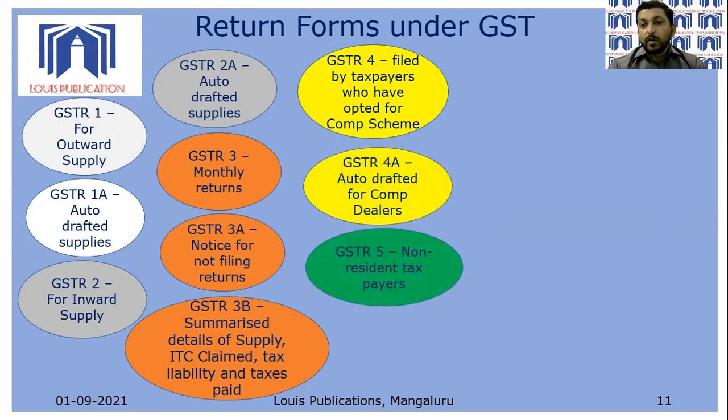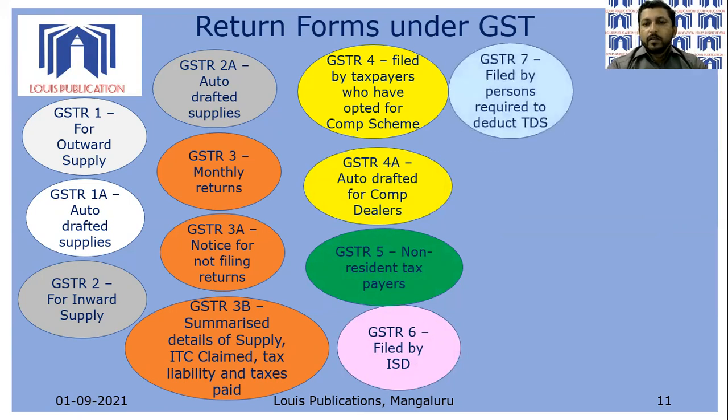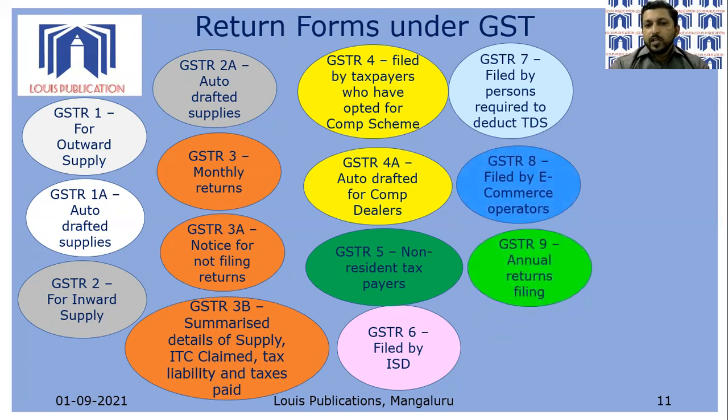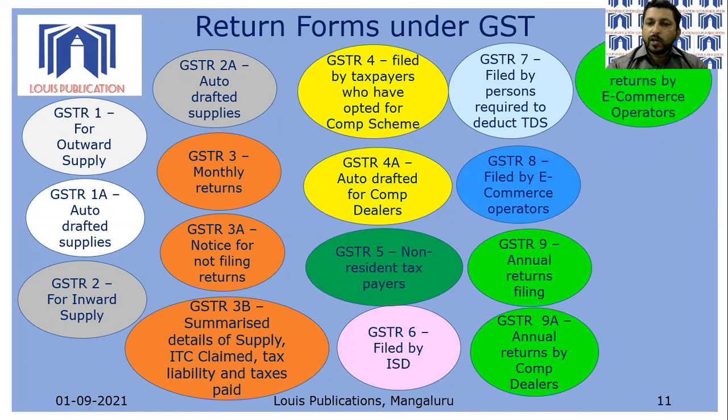Then GSTR 5 is for non-resident taxpayers. GSTR 6 is to be filed by ISD, that is input service distributors, for distributing input tax credit. Then GSTR 7 is to be filed by persons who are required to deduct TDS, tax deducted at source. So if you are a supplier who is supposed to deduct TDS, then GSTR 7 must be filed by such dealers. GSTR 8 must be filed by the e-commerce operators. Then GSTR 9 is for annual returns filing. So returns have to be filed annually as well. 9A is for annual returns of composite dealers. Then 9B is for annual returns to be filed by e-commerce operators.